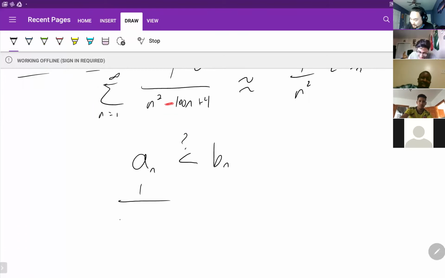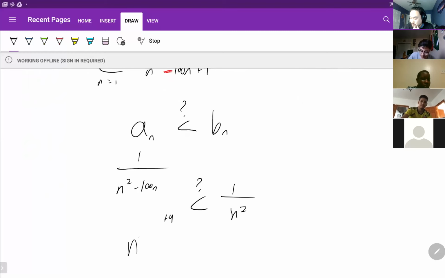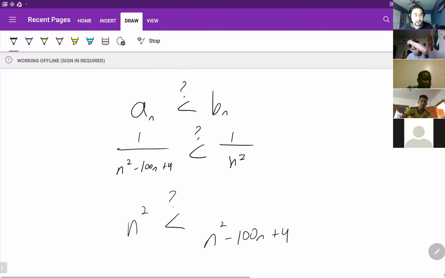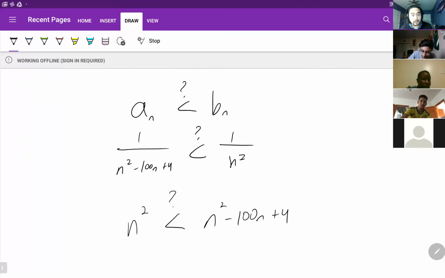So you get 1 over n squared minus 100n plus 4 less than 1 over n squared, and then we multiply by the common denominator. We get n squared, is this less than n squared minus 100n plus 4? And you get to this logic statement, and you're like, oh no, this is not true for all n greater than 1, right? If I plug 1 in, what happens? 1 squared minus 100, it's going to be negative on the right, and you're going to get a false statement. This is an example of where DCT does not work.